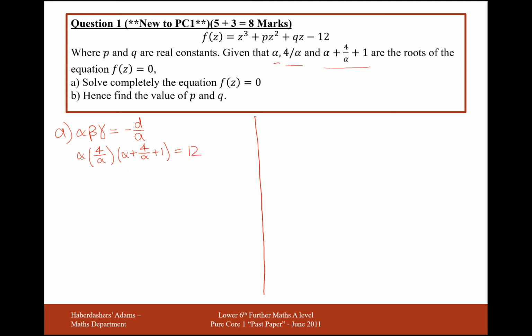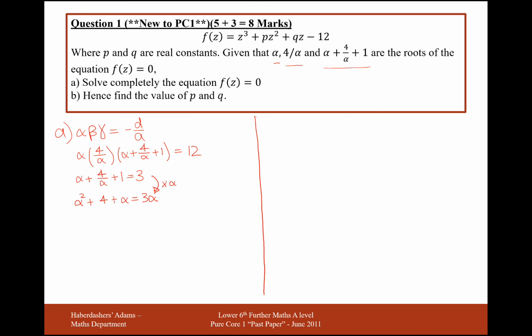Now looking to simplify this a little bit, we've got alpha times 4 over alpha, so those two alphas will cancel out nicely, and if I divide through by 4, I get 3 on the other side. So what I'm left with is alpha plus 4 over alpha plus 1 equals 3. To turn this nasty equation into a quadratic equation, I'll times through everything by alpha. So alpha squared plus 4 plus alpha equals 3 alpha.